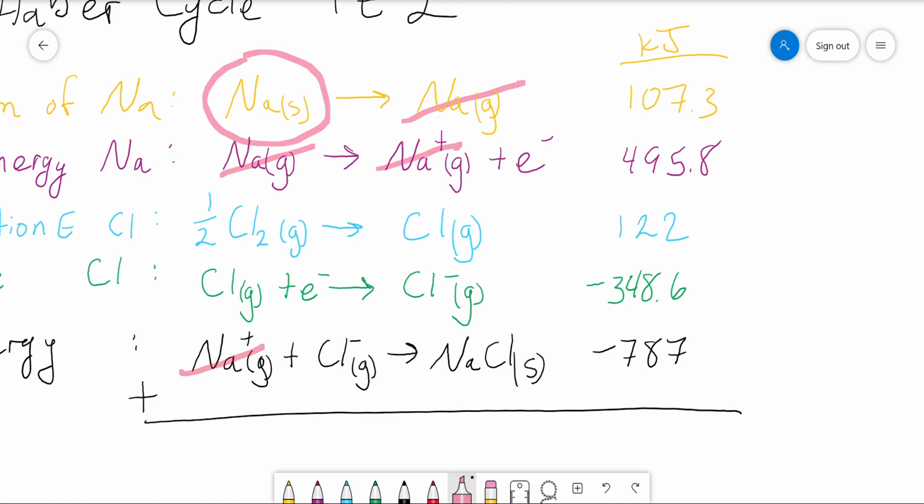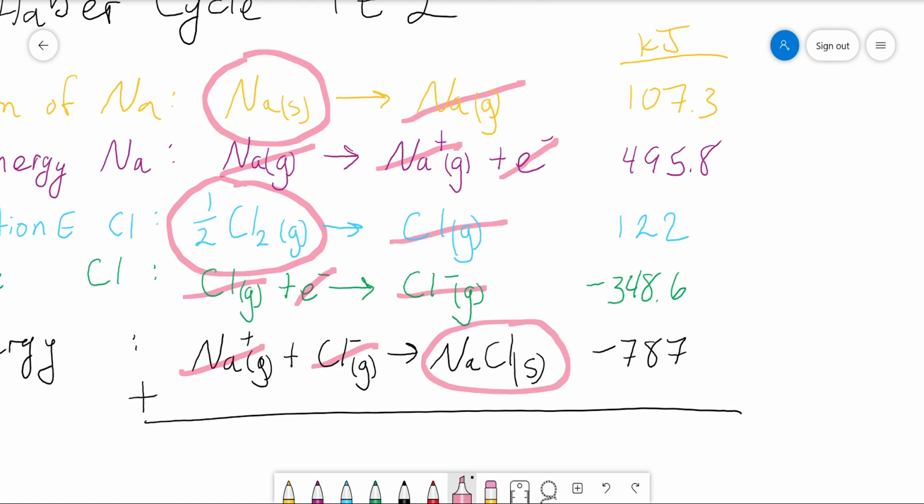What about that electron? Does that electron appear on opposite sides? Absolutely. There it is. Cancel it out. What about the 1/2 Cl2 gas? No, it does not appear anywhere else, so I'm going to circle that. Cl gas, does that appear on both sides of these equations? Absolutely, right there. And then Cl minus gas, yep, there and there. And then we have NaCl solid.